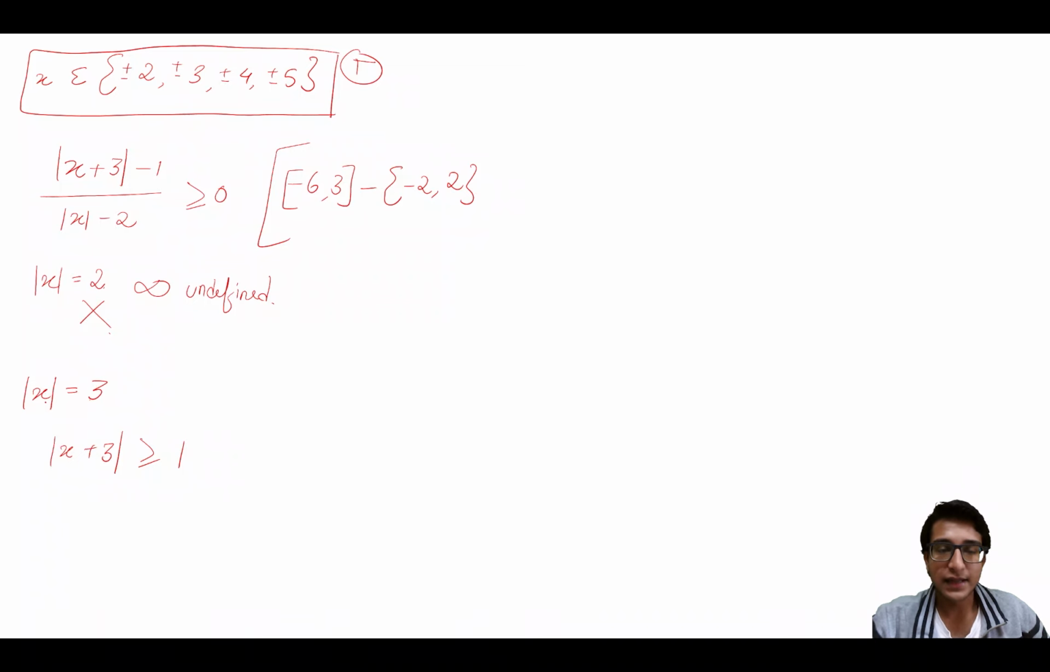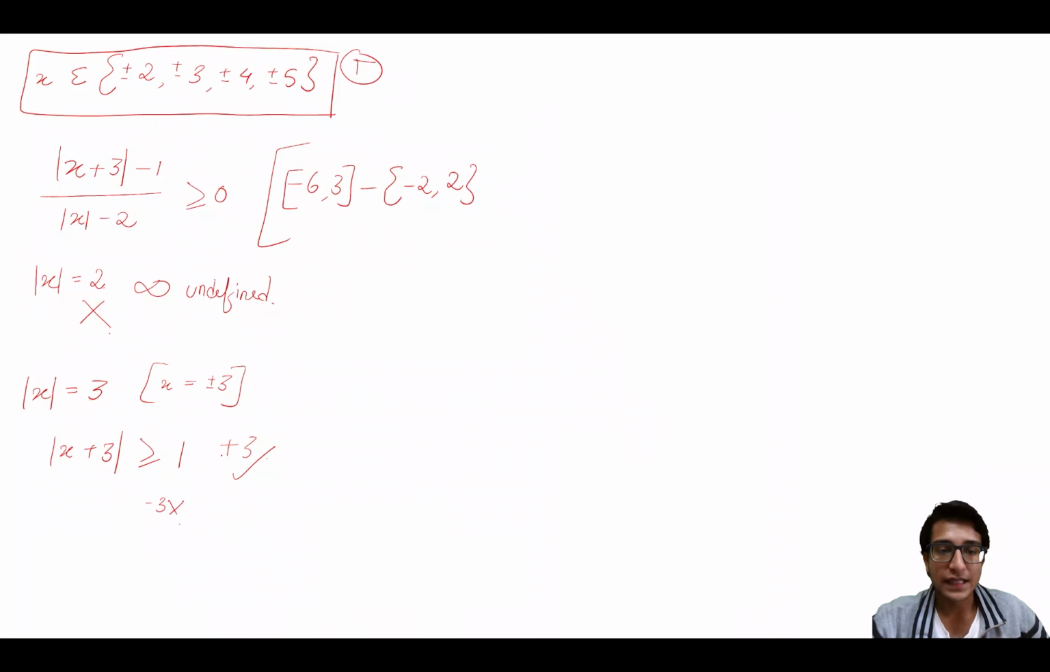So if modulus x is equal to 3, that means I can have my x as plus minus 3. If I put x as plus 3, it is going to be greater than 0, so plus 3 is satisfied. If I take x as minus 3, this would make it 0. So minus 3 has to be rejected. I cannot take minus 3.